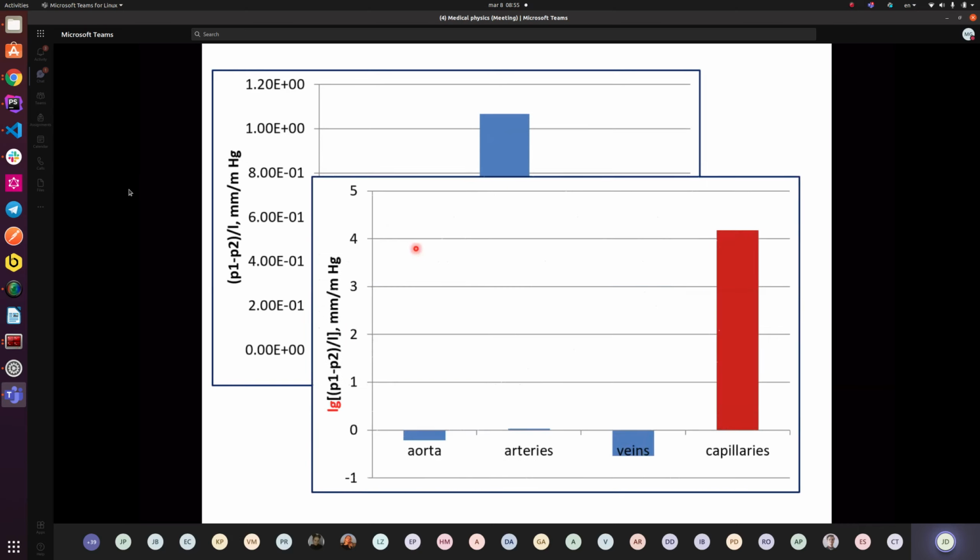The capillaries are here. To compare the capillaries with the other blood vessels, I have used a logarithm scale, because, have a look, there are 4 orders of decrease of the capillary blood pressure per 1 meter of length. And here, not so strong.